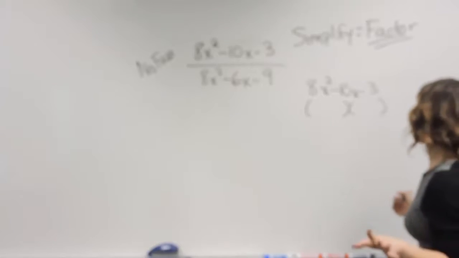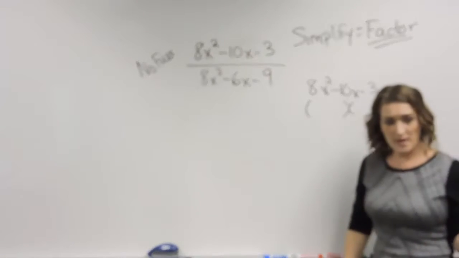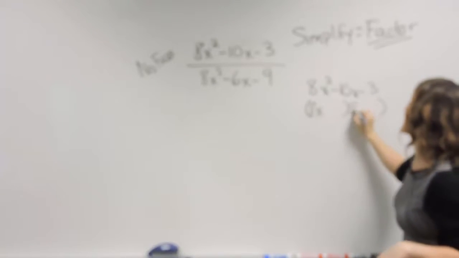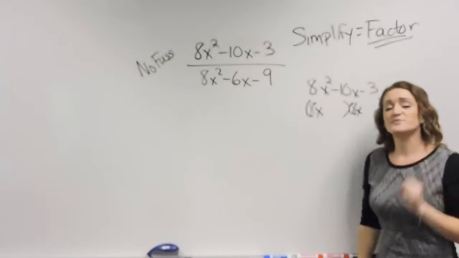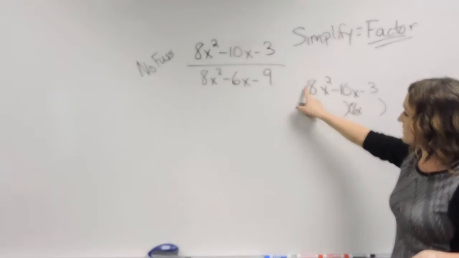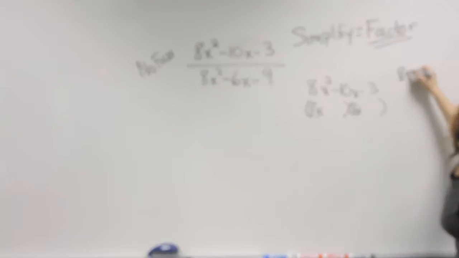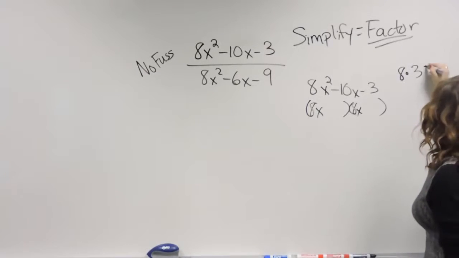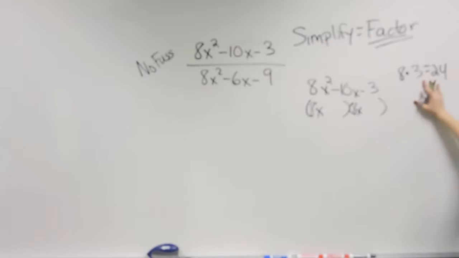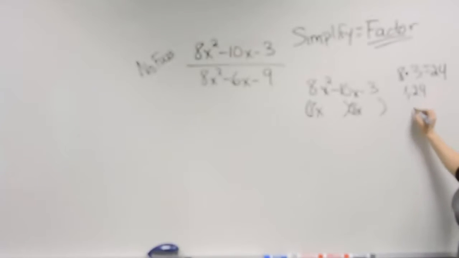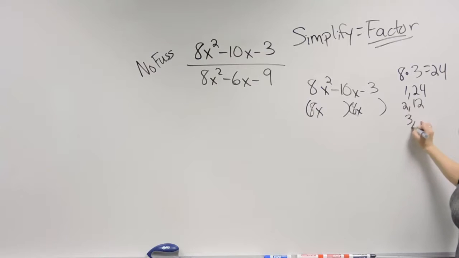In no fuss factoring, this is what you do. Step 1 says to repeat the first term twice, so I'm going to say 8x, 8x. Step 2 tells us to multiply the first coefficient by the last. So 8 times 3 gives us 24. We need to list all the factors that multiply to get 24. So list everything: 1 times 24, 2 times 12, 3 times 8, 4 times 6.